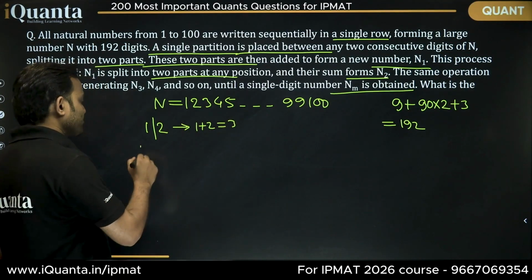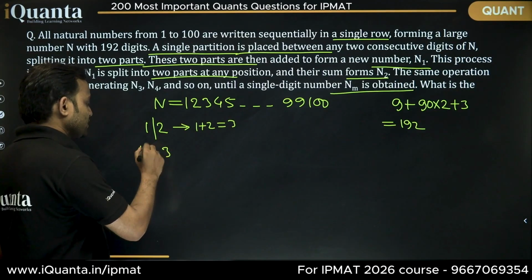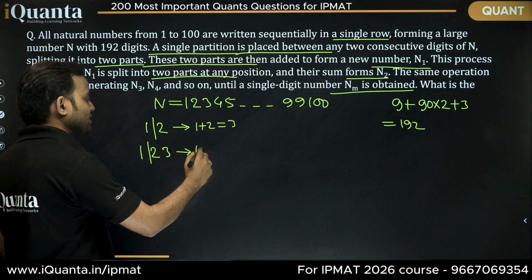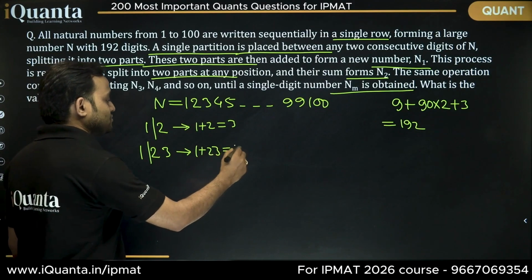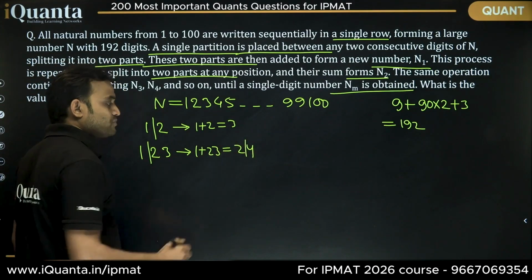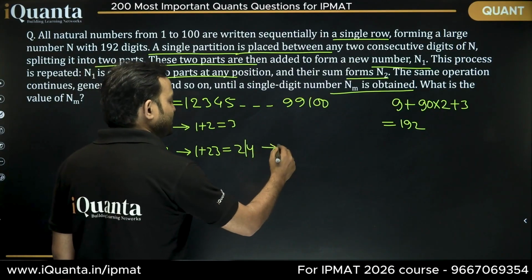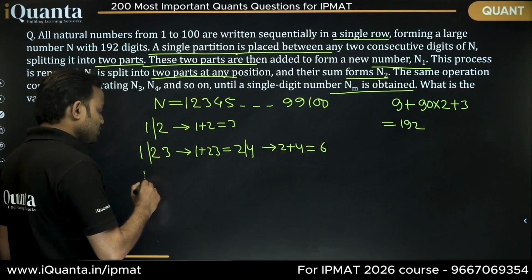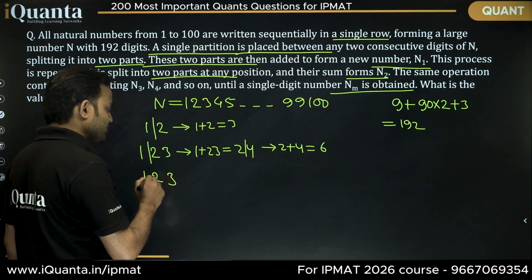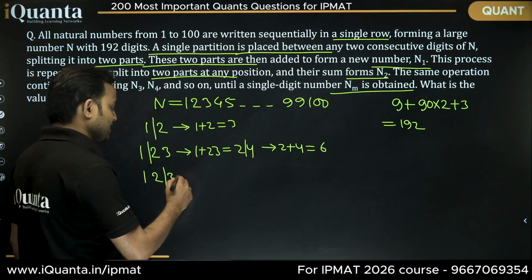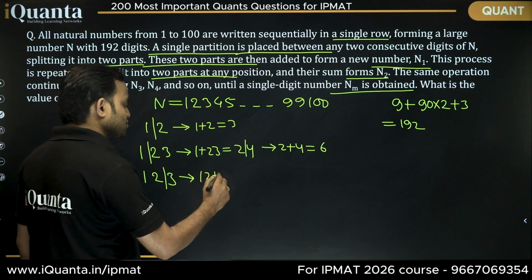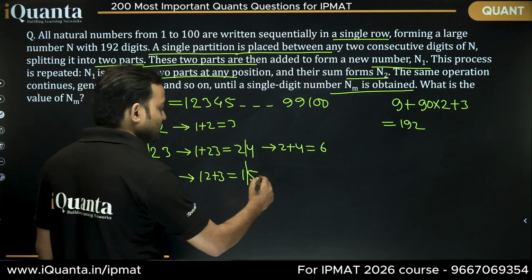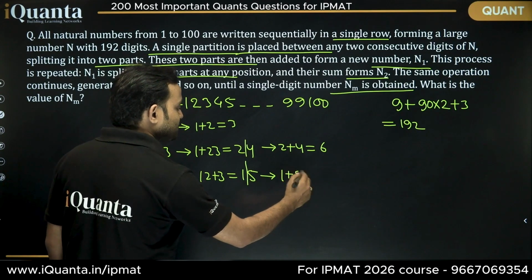Then if I put a partition in a 3 digit number, 123, this will be 1 and 23. The sum will be 1 plus 23, which is equal to 24. Now let's again put a partition. Then this will be 2 plus 4, which is equal to 6. We can also put the partition between 2 and 3. Then we get 12 plus 3, which is equal to 15. And again, if we put the partition between 1 and 5, then we get 1 plus 5 is equal to 6.